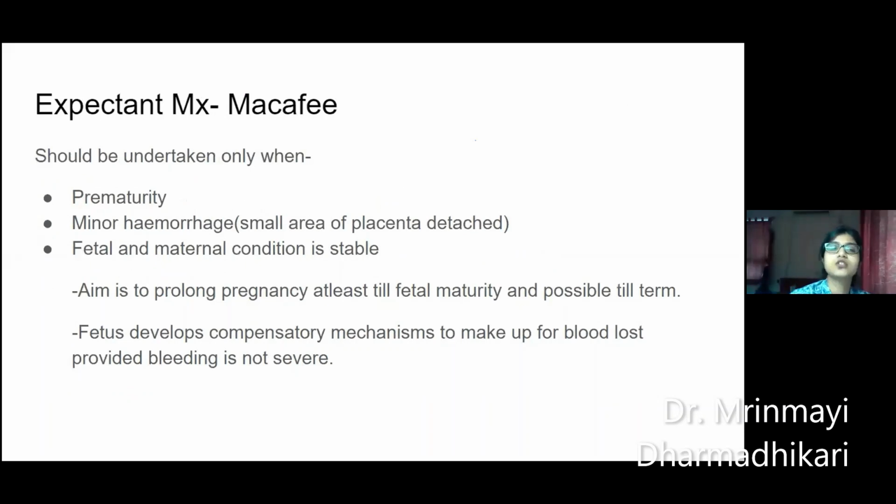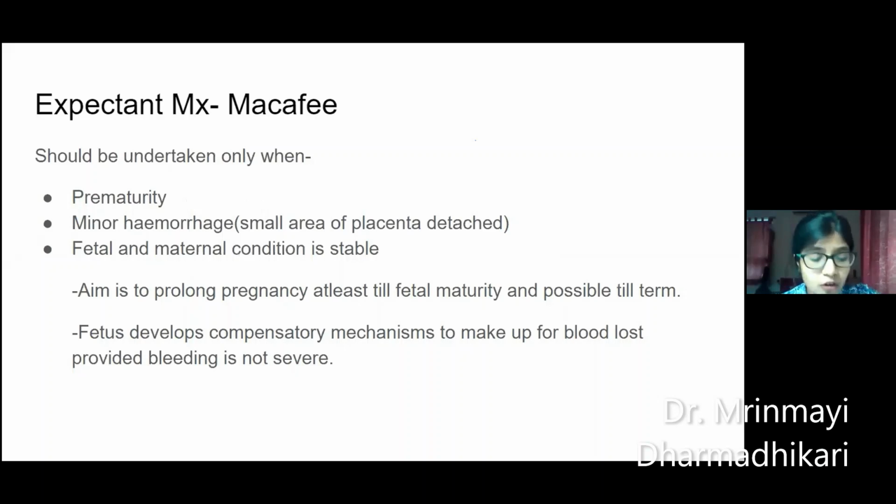Okay, so what is expectant management? That is conservative management. So McAfee has described this kind of management in patients who have come to you with bleeding PV, but only in the following situations. That is in prematurity, that is gestational age is less than 34 weeks. Minor hemorrhage, small area of placenta has been detached and the bleeding is not too much. It is just a minor hemorrhage. Fetal and maternal condition is stable. Okay, so when all these factors are satisfied, only then can you give her a conservative management.